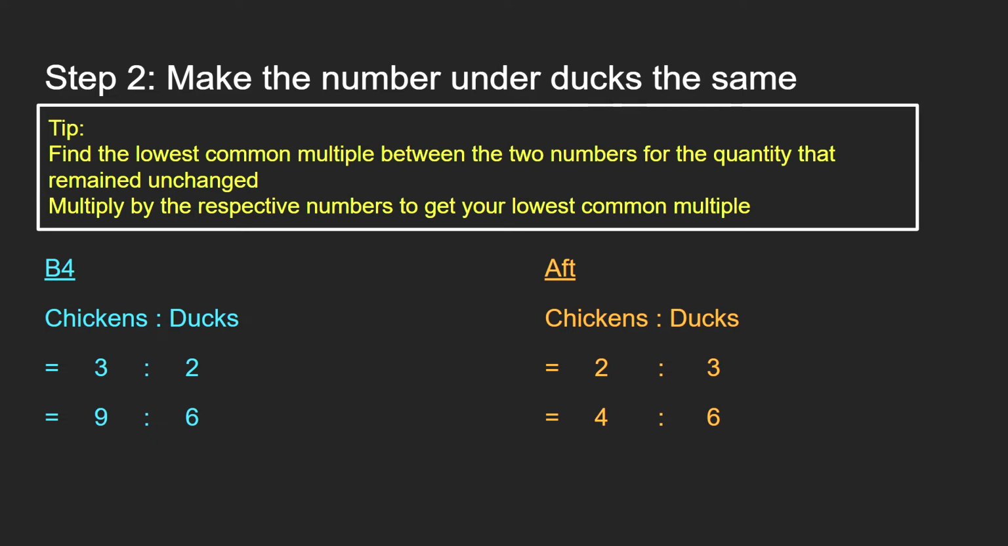So how can we use this information to our advantage? Because the numerical value here is actually equal to the numerical value here, we can make it the same. So how do we make it the same? We multiply it by its respective numbers to find the lowest common multiple, which is 6 in this case. So 9:6 and 4:6. So with this, we can see a change in the number of units of chickens. But the number of units of ducks stays the same.